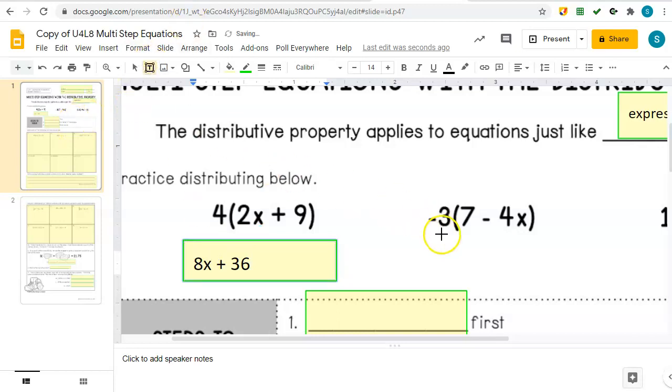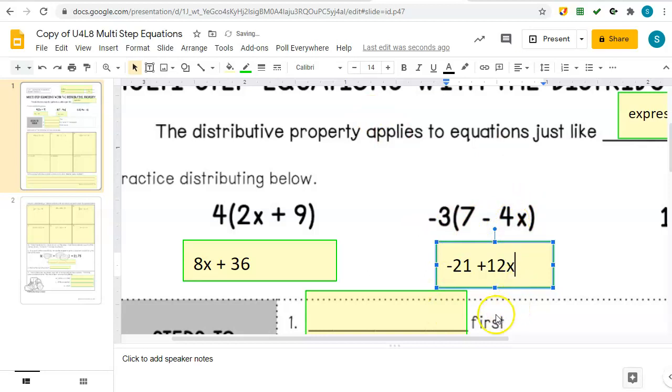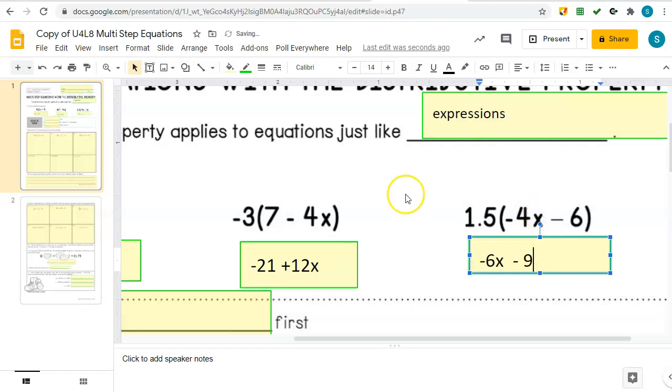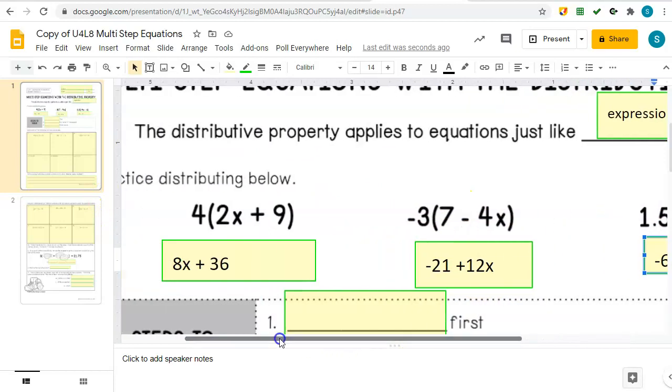Let's add another box here. Negative 3 times 7 is negative 21. And a negative times a negative is a positive, so we're going to get plus 12x. And then let's look at this last one. 1.5 times negative 4 is negative 6, so we get negative 6x. And then 1.5 times negative 6 is negative 9, so we are going to subtract 9. Don't forget to account for any negative on the outside here like we had to do with this one. Hopefully you got those three right.